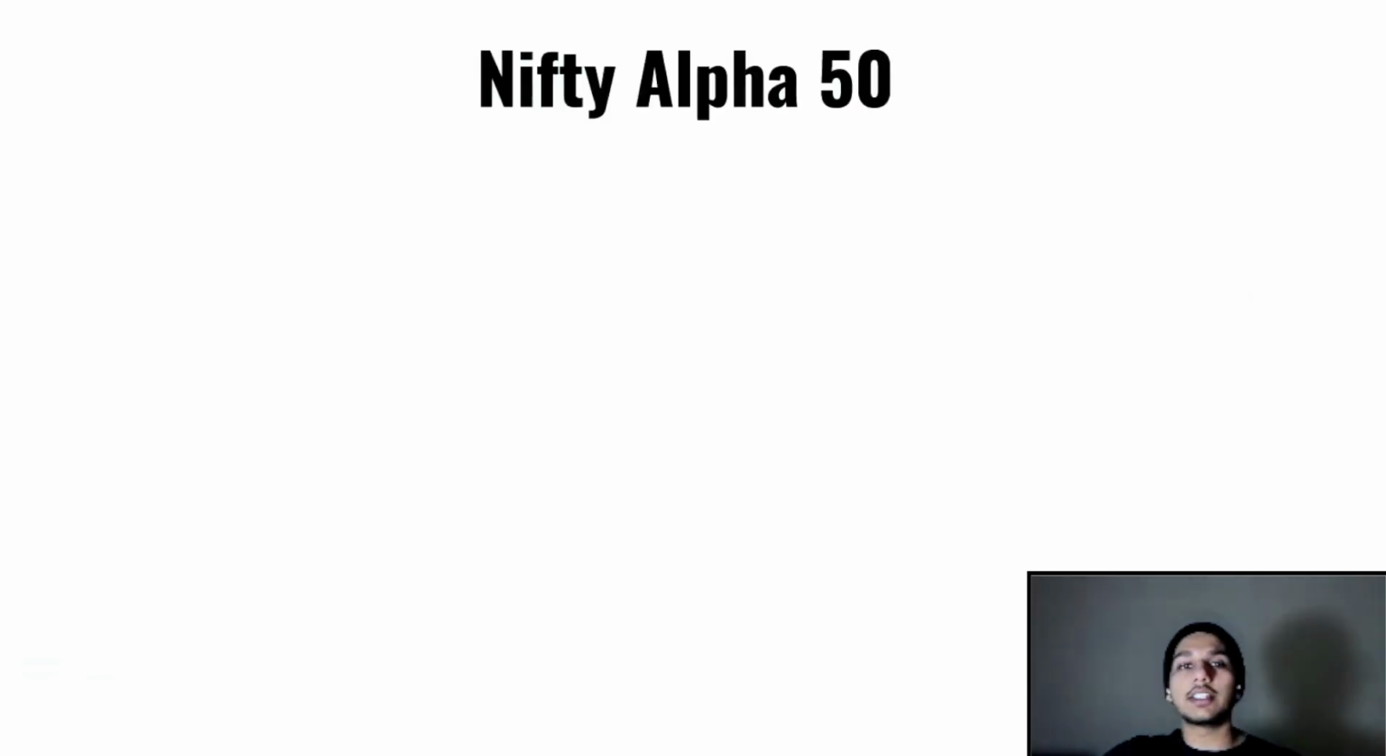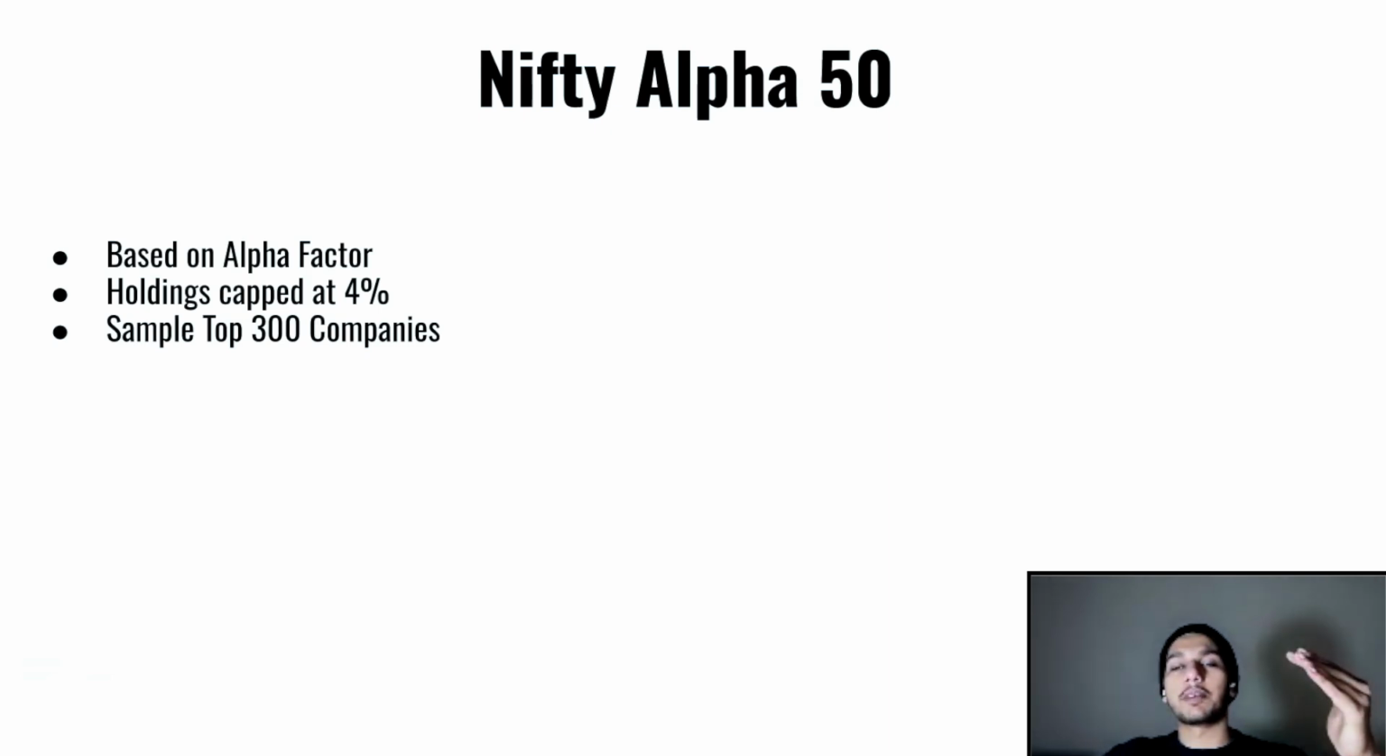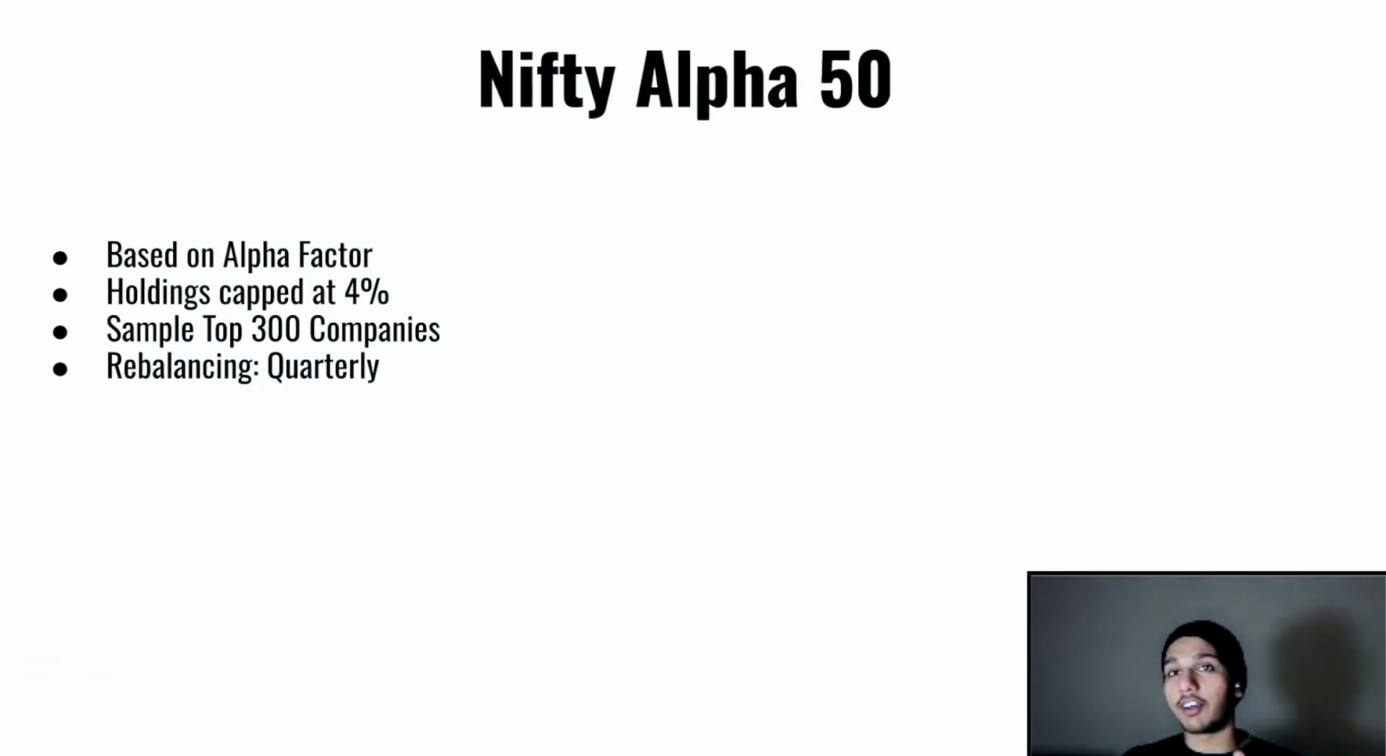The next index we have is Nifty Alpha 50. Now, this index is based entirely on the alpha factor. It means price movement. That's it, nothing else. It's a different version of momentum, and the holdings are capped at 4%. The sample is taken from the top 300 companies present in India, and the rebalancing happens once every 4 months. And this is a really fast-moving index. Companies are included in this index and removed really quickly, because the idea is you want to invest in winners as much as possible on short intervals of time and see if those winners keep on winning.